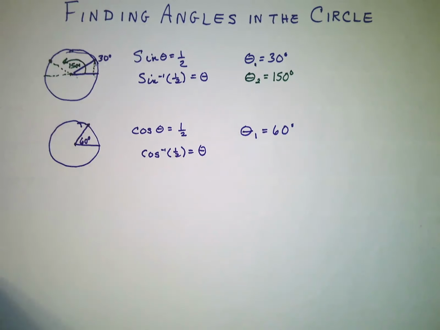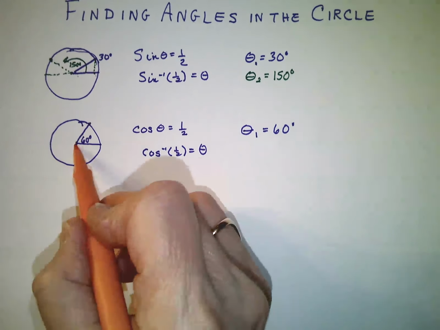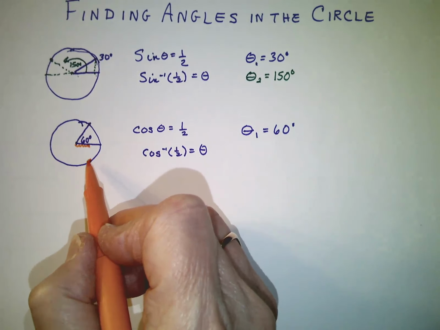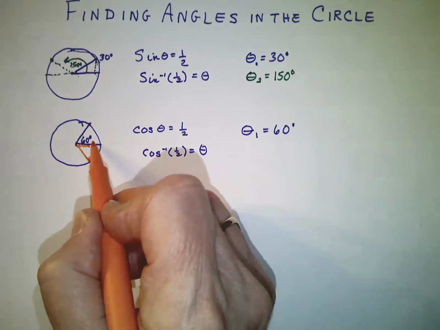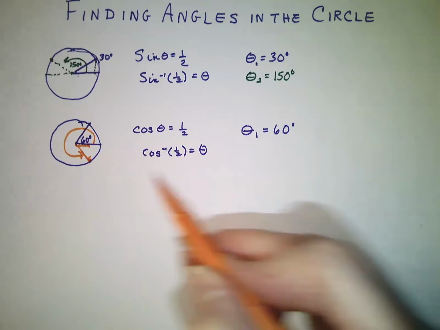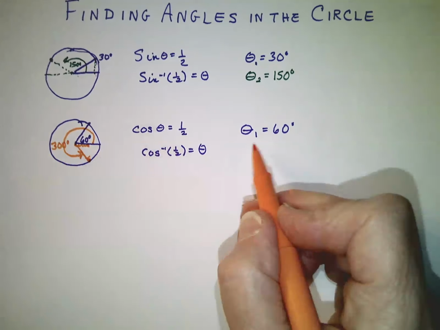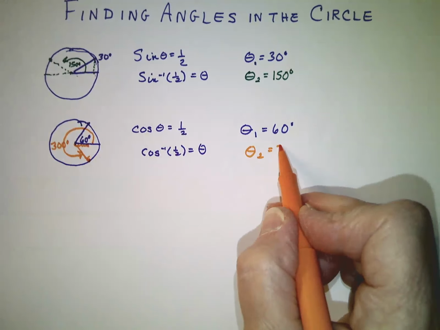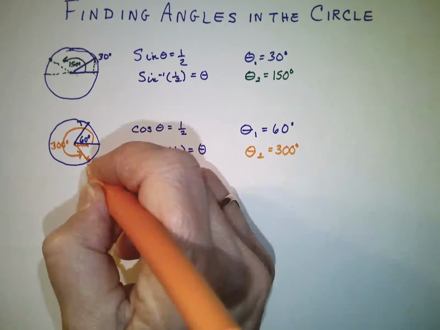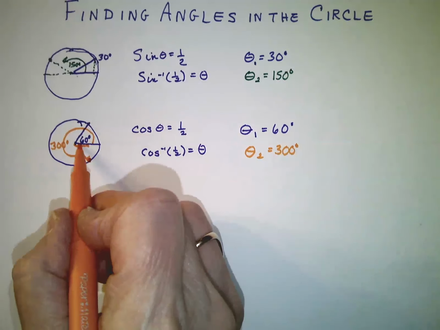Now cosine, those are the x's. There is another spot on the circle where the cosine value is also a half. If we come all the way around to here, which would be a 300-degree angle. So our second angle on the circle with a cosine value of a half is 300 degrees. It has the same x value going across as a 60-degree angle did, right across here.